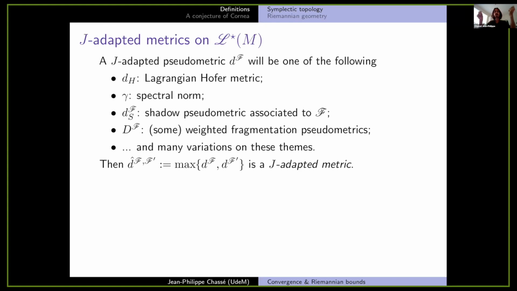And whenever I have two J-adapted pseudometrics, I can take the max, and I'm going to call that a J-adapted metric. Later on, I'm going to prove that it's actually a metric.